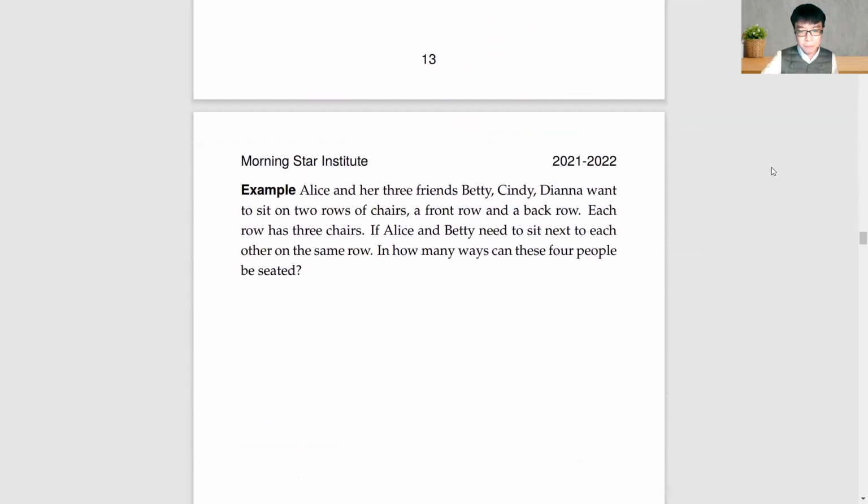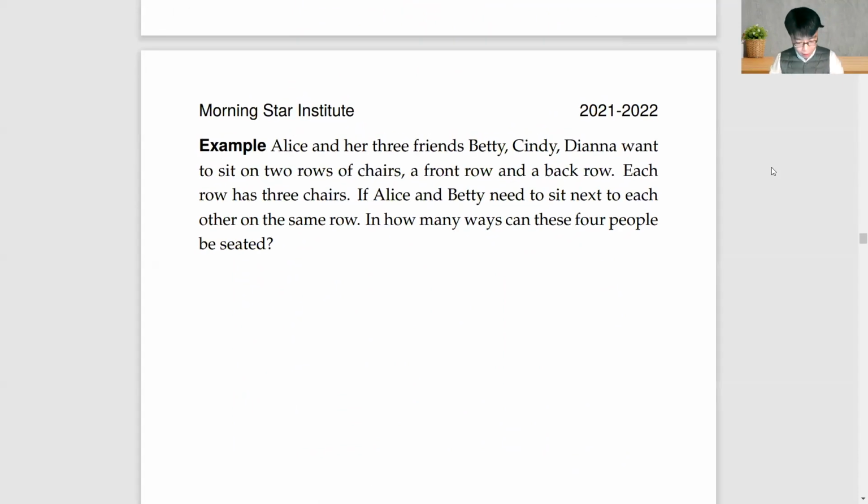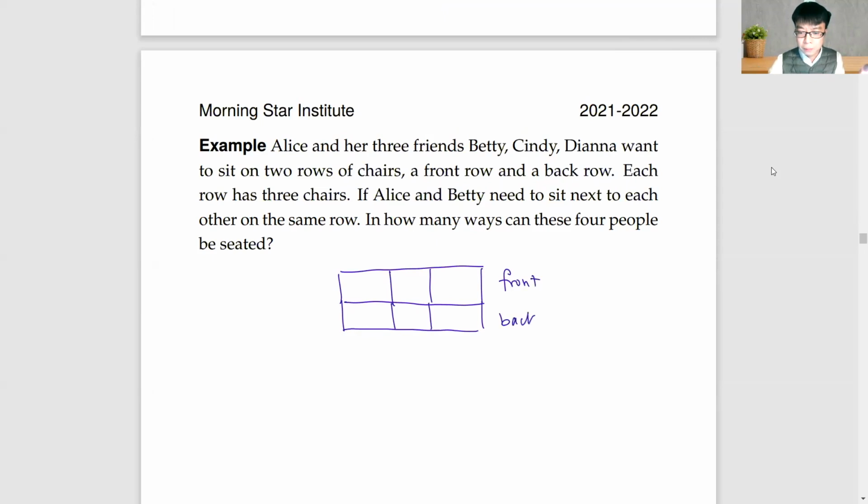Question 1 here. Now we have 4 people, Alice and Betty, and Cindy and Diana. So 4 friends. They want to sit on 2 rows of chairs, a front row and a back row. Each row has 3 chairs. Let me draw a picture, picture helps. So front row, there are 3 chairs. Let me draw 3 boxes. Back row, 3 chairs. This is front. This is back.